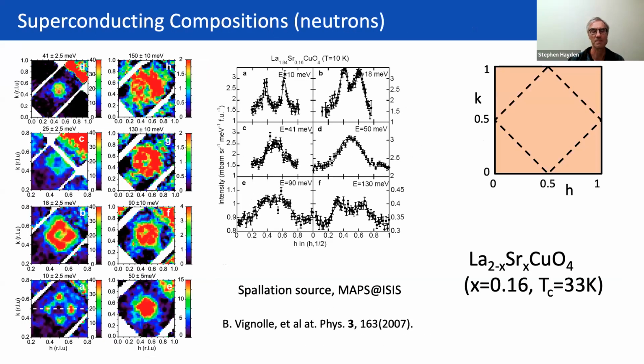You can see here at 41 millivolts, the first time we see it is at a 1/2. Right. And at 50 millivolts here it's strongest, and then it seems to disperse out. I see. So what doping was that? This is optimally doped, so it's 0.16. Yeah, here. Okay.